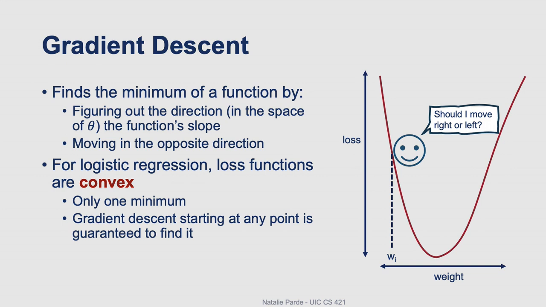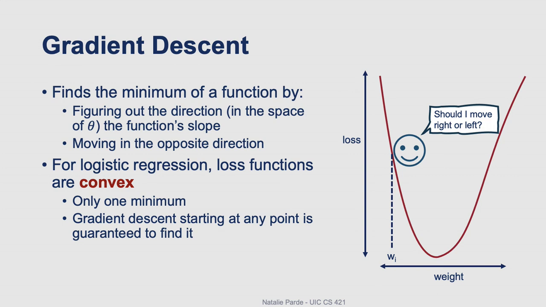This works particularly well with logistic regression because its loss functions are convex. That means that there's only a single minimum, and no matter where you start off the gradient descent algorithm, it's guaranteed to find that minimum sooner or later. We can see that intuitively with the example on the right here.